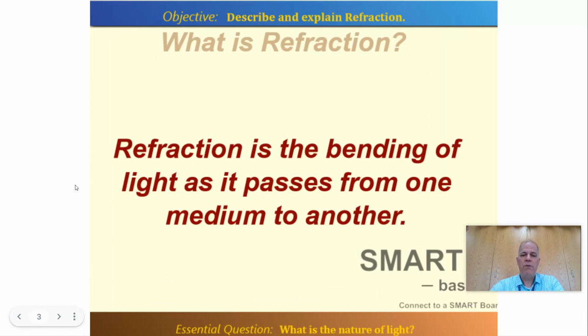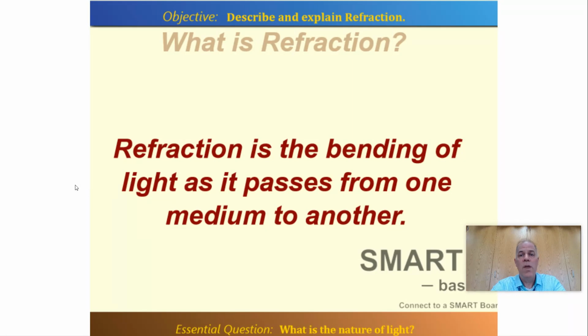So what is it? Refraction is the bending of light as it passes from one medium to another. And the reason this happens is because the speed of light is different in different substances. So for example, in air, the speed of light is almost exactly the same as it is in a vacuum. Because the space between air molecules is relatively large.